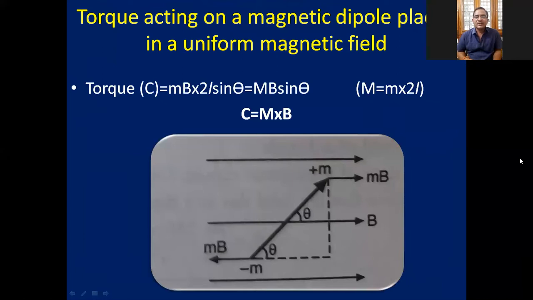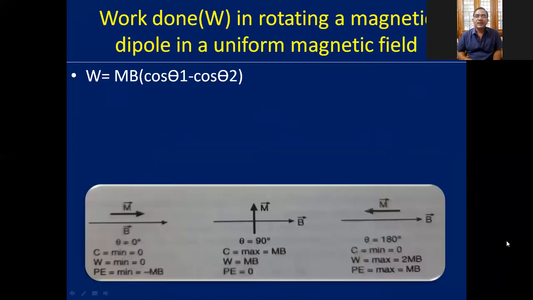After that, we covered the discussion of what torque acts on a magnetic dipole placed in a uniform magnetic field. The torque formula is tau equals M B sine theta. You can write tau bar equals M bar cross B bar, right? Where M is the magnetic moment and B is the uniform magnetic field strength.